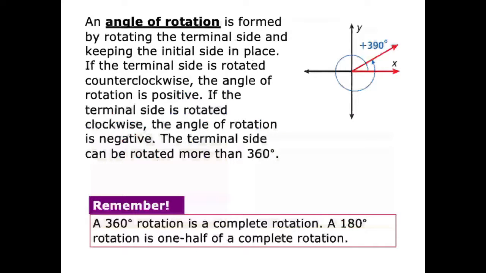An angle of rotation is formed by rotating the terminal side and keeping the initial side in place. If the terminal side is rotated counterclockwise, the angle of rotation is positive, and if the terminal side is rotated clockwise, it is negative. And the terminal side can be rotated more than 360 degrees.